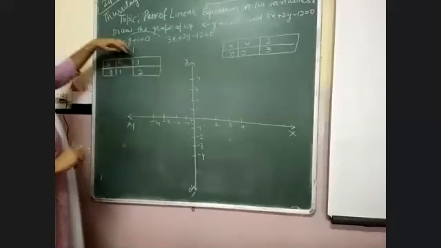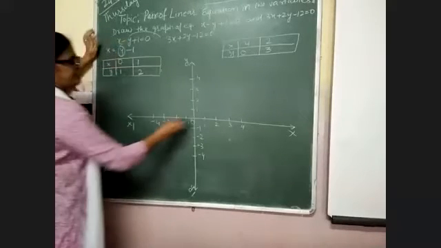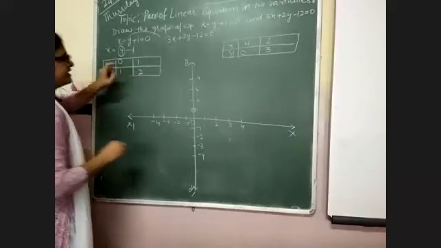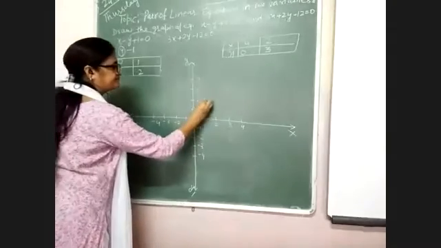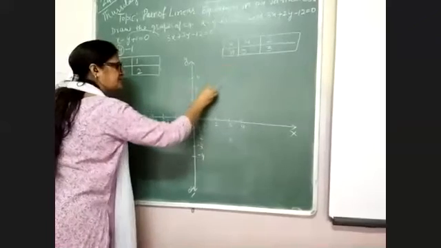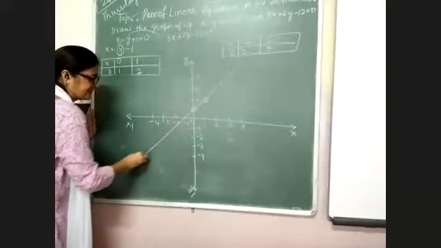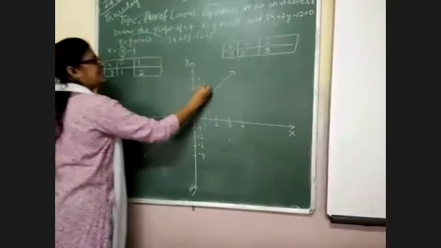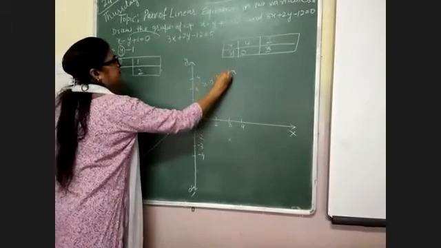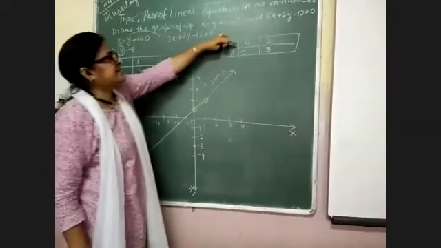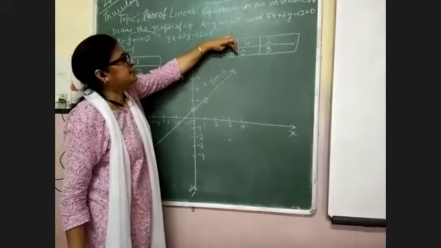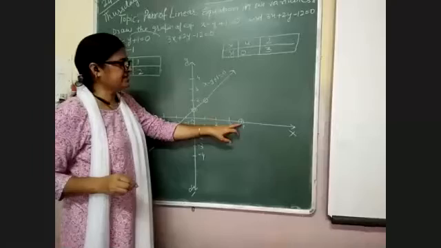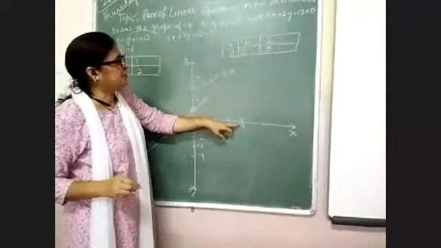Now locate these points: when x equal to 0, y equal to 1. Or when x equal to 1, y equal to 2. Now join these two points with the help of a scale. This is your first line and the equation is x minus y plus 1 equal to 0. Now draw the second line. When x equal to 4, y equal to 0, these points lie on the x-axis, 4 and 0 lie.